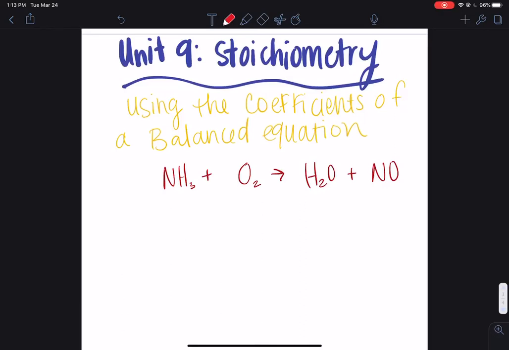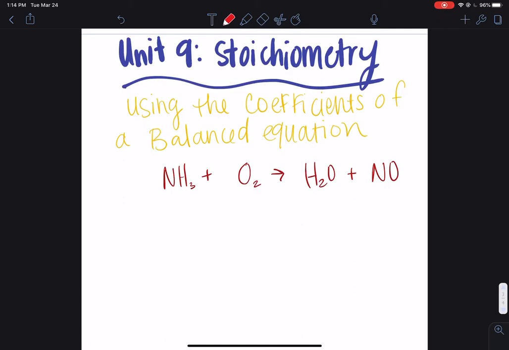All right, so Unit 9 is on stoichiometry. Basically, stoichiometry is just when we use a balanced equation. We're going to use the coefficients of a balanced equation to go from substance A to substance B. Substance A and substance B have to be in the same equation. In the equation in the notes, we have ammonia plus oxygen yields water and nitric oxide.